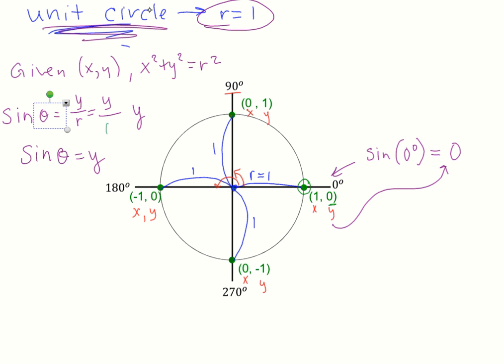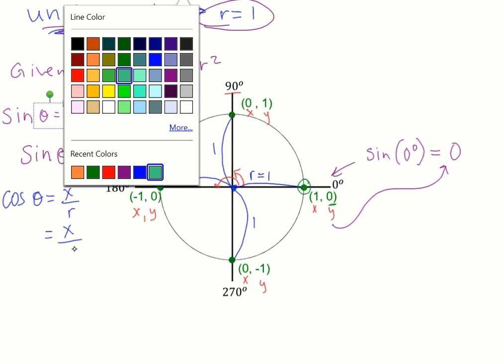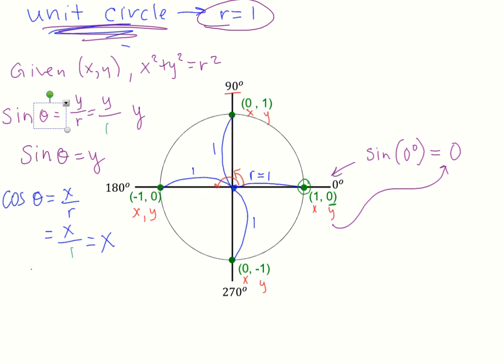Then our other formula was for cosine. The cosine of theta is x over r, which is x over 1, right? Our radius is 1, which is just x, which means on this unit circle, the cosine of theta is just going to be the x value because r is 1. Okay, so over here, if I ask you what the cosine of 0 is, you would say, here's the x value, 1.